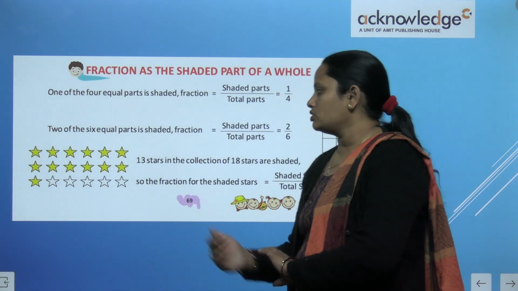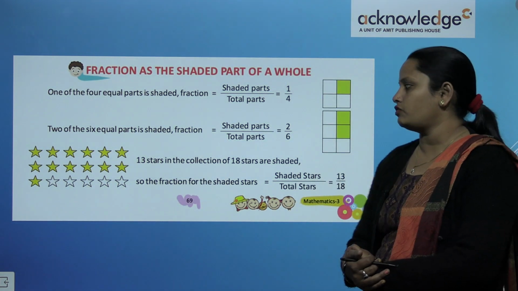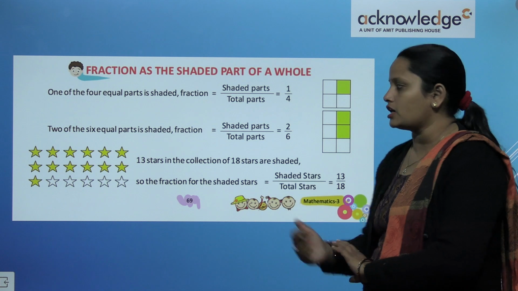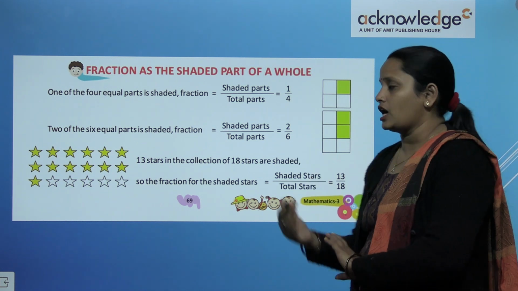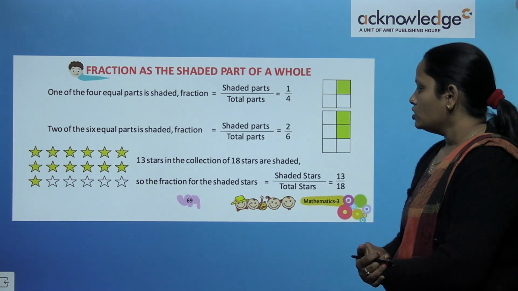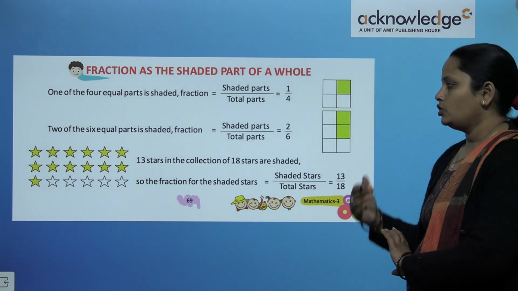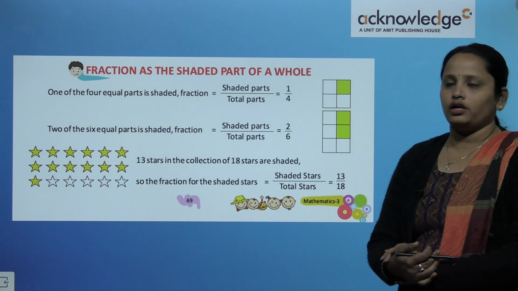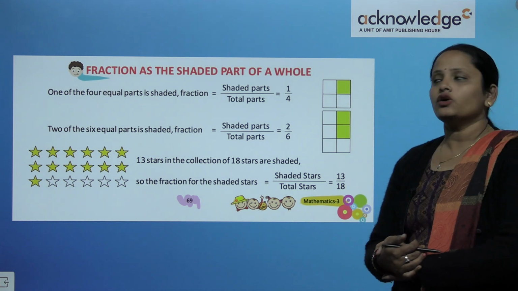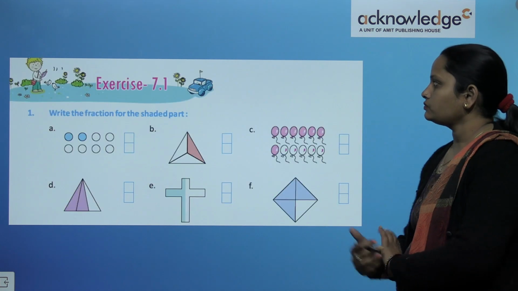Now here you can see there are 13 stars in the collection of 18 stars. Total 18 stars हैं, जिसमें से 13 stars को हमने शेड कर रखा है. So क्या फ्रैक्शन बनेगा? 13/18. टोटल शेडेड पार्ट ऊपर और जो टोटल पार्ट्स हैं वो नीचे.